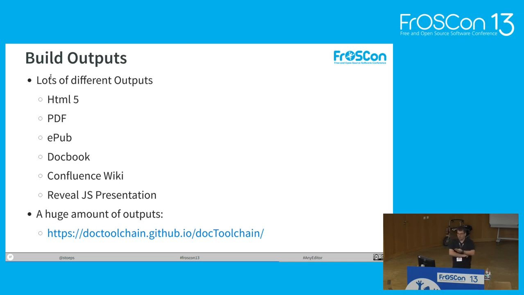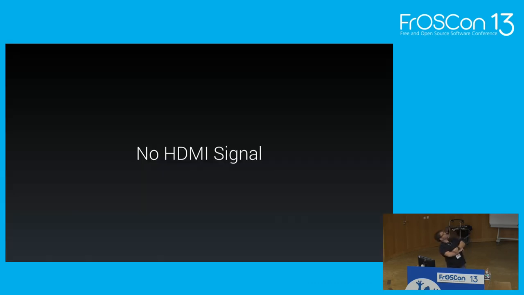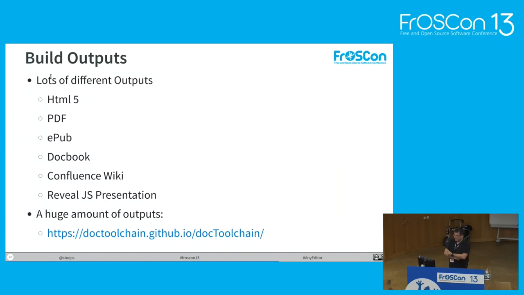DocBook is a cool tool. It's sometimes complicated to write, but when I have the format, I can convert it to nearly everything. So DocBook is cool. EPUB, so now it's back. And there is a project which additionally uploads the output to a conference wiki and keeps it updated.